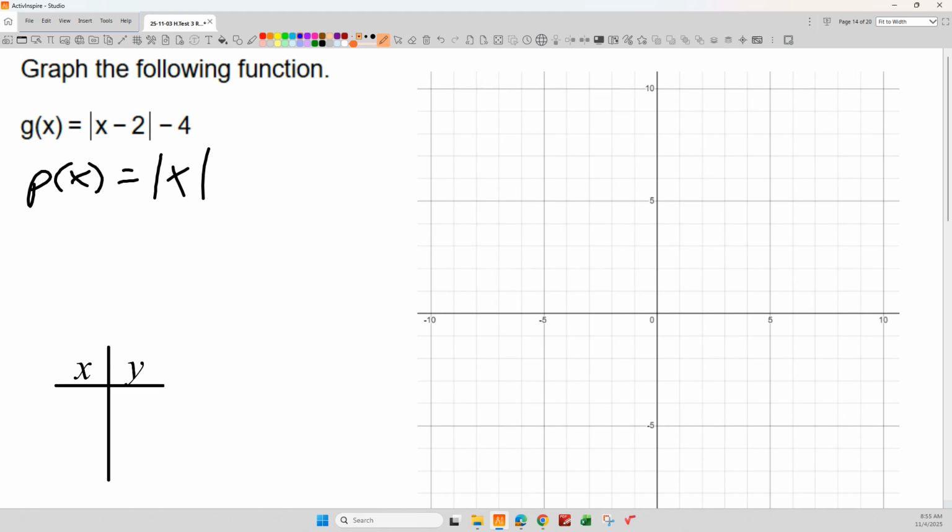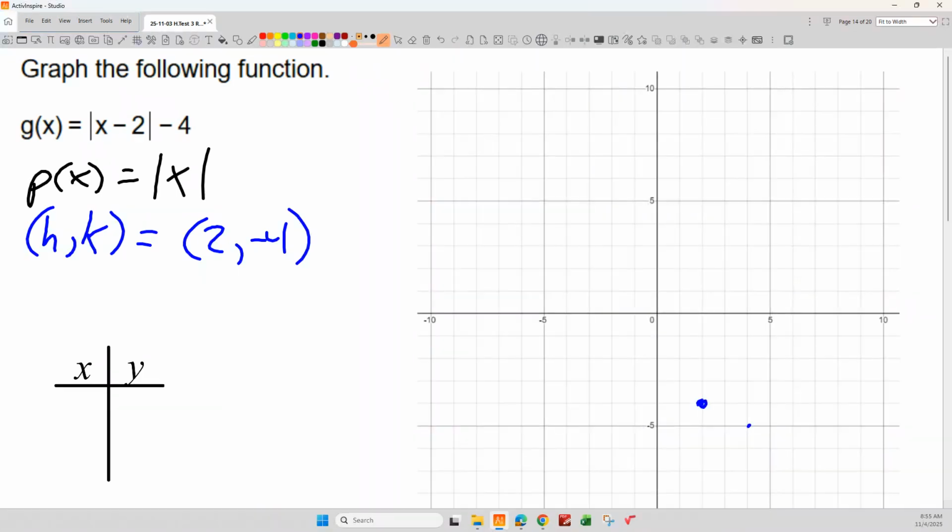What are the values of h and k? What are they? 2, -4. Not -2, right? +2, -4. And those are going to be the vertex, right? The easiest way to graph these is just to think of these in vertex form. That's where the vertex form has been moved to from the origin. So 2, -4, we're right here.